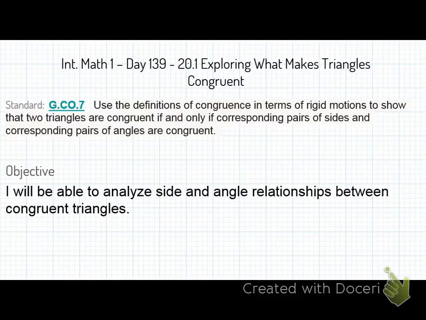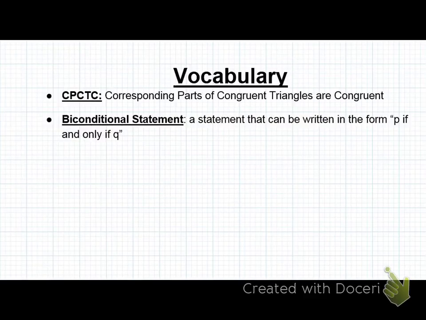We don't want that. All right, so these are a couple of vocabulary terms. Corresponding parts of congruent triangles are congruent. So we can make an assumption, a logical conclusion, that corresponding parts of congruent triangles are congruent. And then there's this other thing called the biconditional statement, which says P will happen if and only if Q happens, okay?